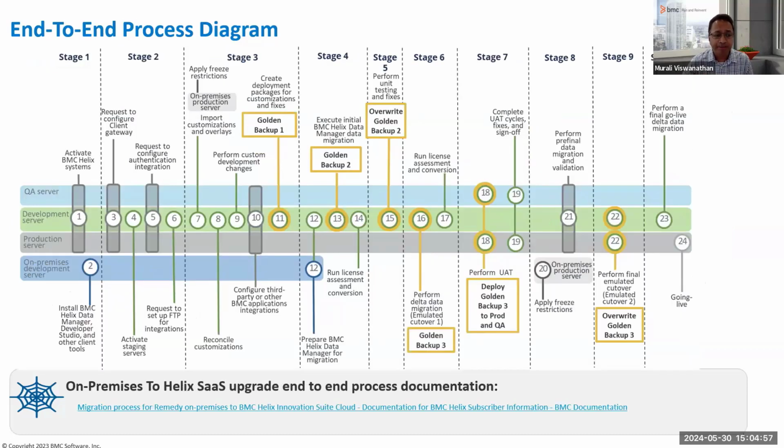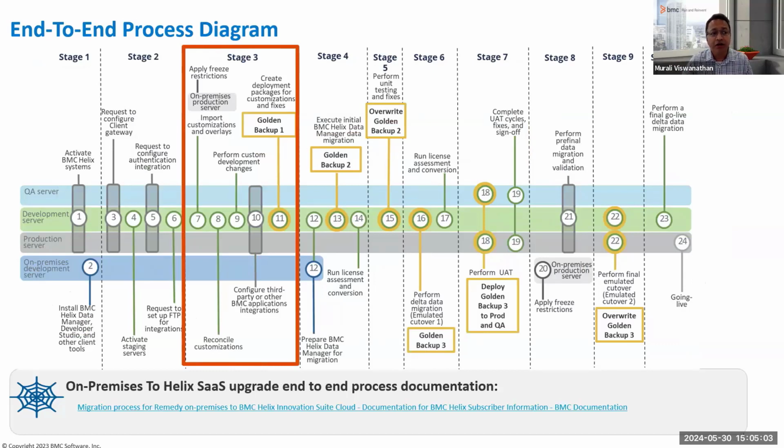Similar process for the on-prem to SaaS end-to-end migration, where in stage 1 you get your systems activated by the SaaS team. In stage 2, you make sure you have all your connectivity, FTP connections, and of course your client gateway. Then stage 3 is where you do your customization migration, or export and import.